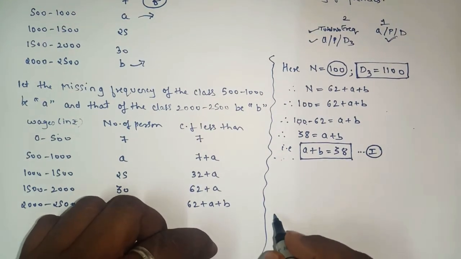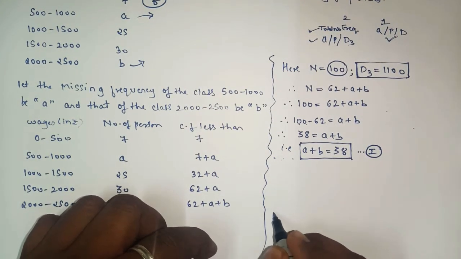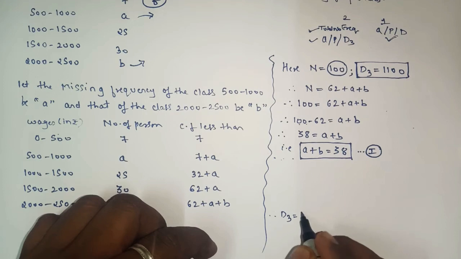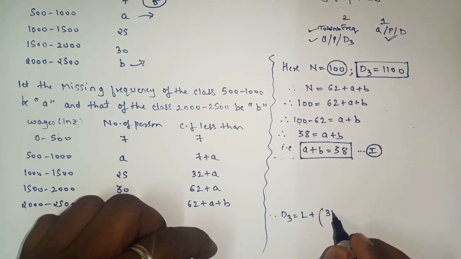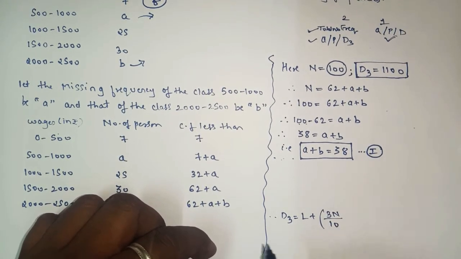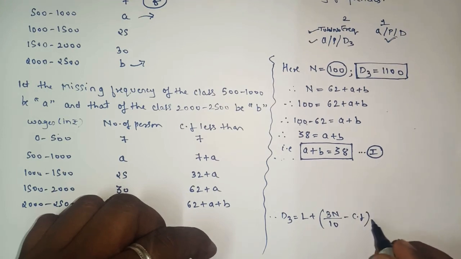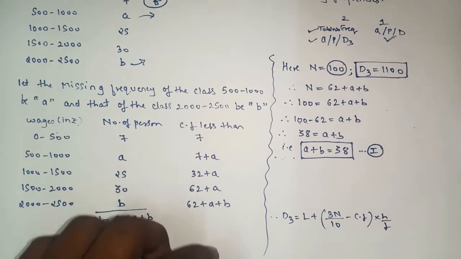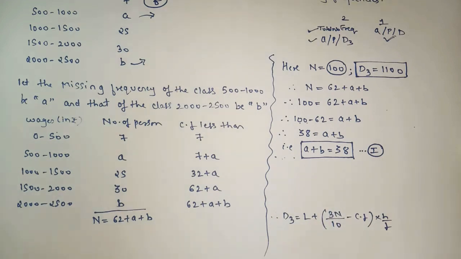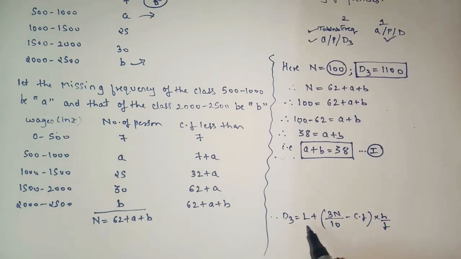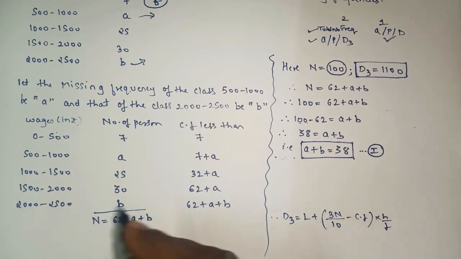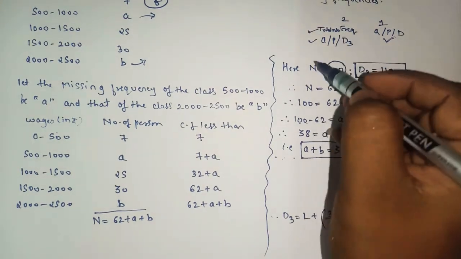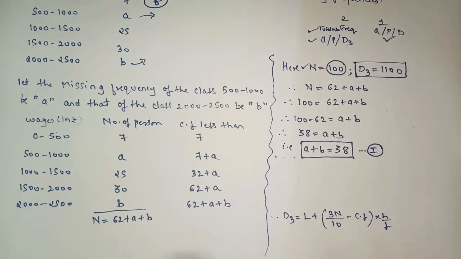Okay, so first we'll write the formula here. So D3 is what? L plus 3n upon 10, decile means divided by 10, minus cf into h upon f. And without knowing all these values we cannot solve this further, as here we have D3, that is 1100. Where is the value of L? N, yes, already we have the n. The actual value of n you will put, not the value with respect to n in terms of A and B. Remember this.